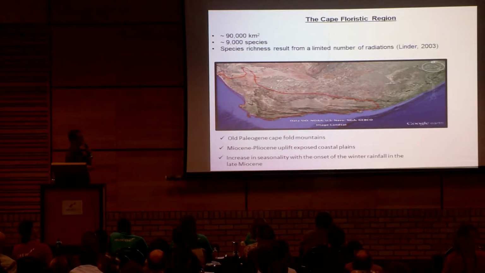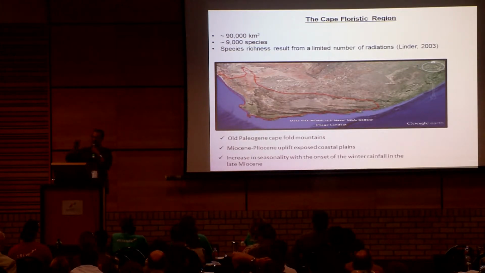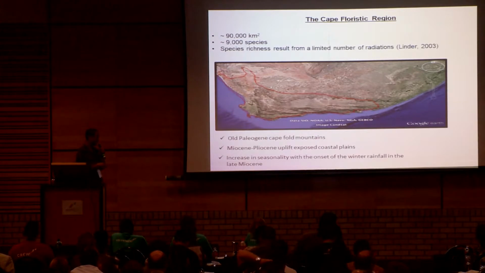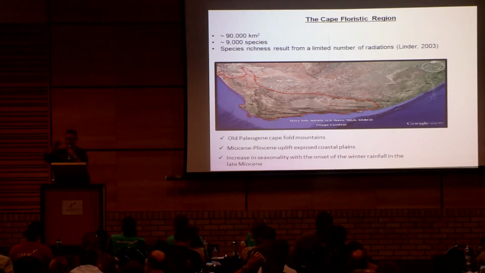especially regarding times. So the Cape Fold Mountains, all these guys here, they're old, they're Paleogene, so really 50 million years. And then we have a Miocene-Pliocene, so quite recent, exposure of coastal plains. So we have this kind of very nice historical knowledge about the actual Earth history, the abiotic evolution. And we know that there has been the onset of the winter rainfall. We're in a summer rainfall region here of South Africa, and there it's a winter rainfall, right? And that's late Miocene as well. So we have this nice time vision, right?